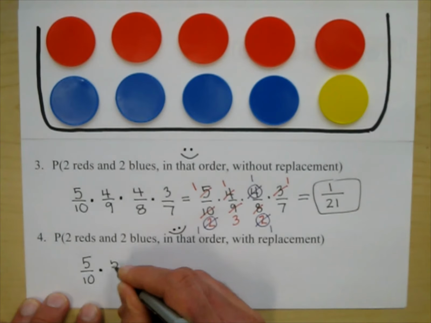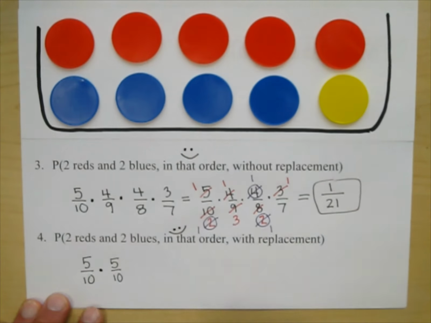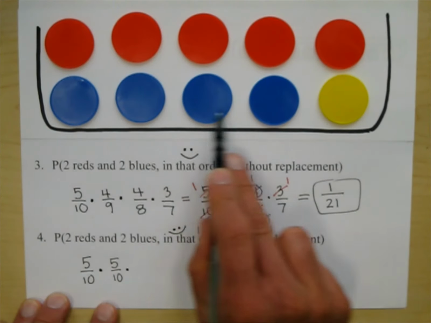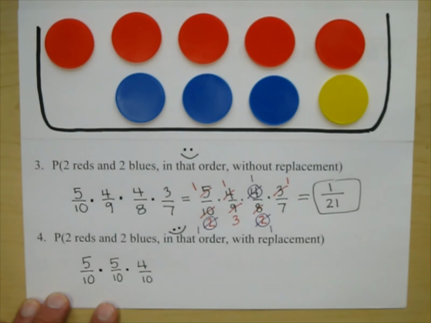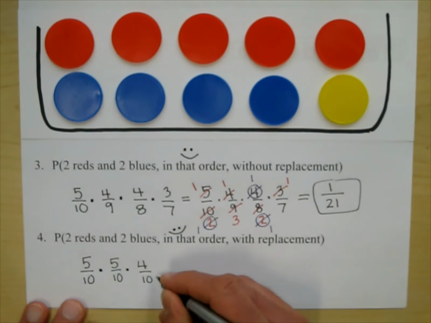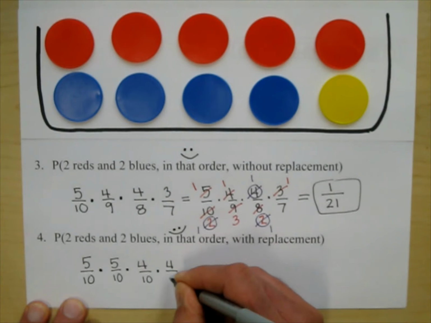Well, 5/10. Pull the red out. It says with replacement, put the red back in. Now I need a blue. What's the probability of getting a blue? Well, 4 out of 10. Pull the blue out. Put the blue back in because it says with replacement, and the probability of pulling out a blue, 4/10.